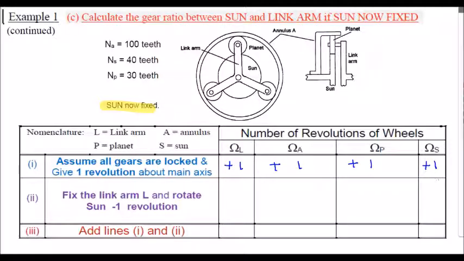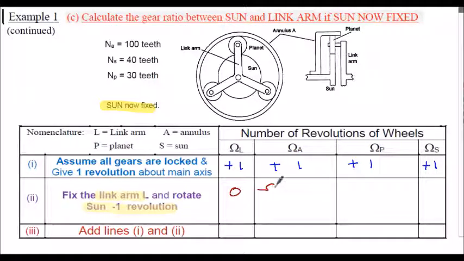In this case the sun is fixed, so if we fix our link arm, we're going to rotate the sun negative 1 revolutions, because the sun is actually fixing the gear train this time. So that's the one we're going to cancel out the positive 1 with that negative 1 here. For the link arm, we're assuming it is fixed here, so that won't rotate in this particular row. Then we've got to work out the velocity ratios for the speed of gear A over the speed of the sun gear in this case.